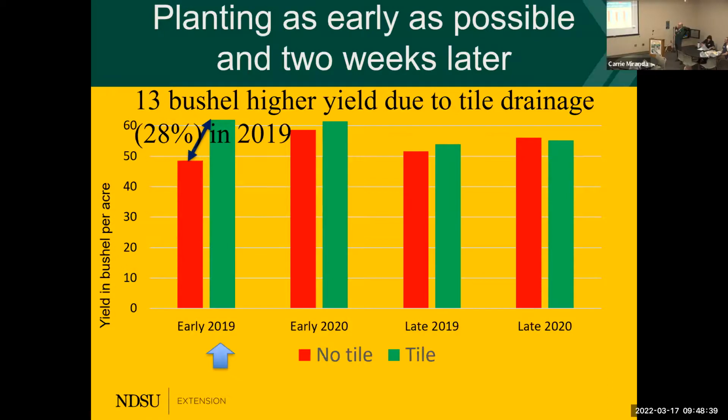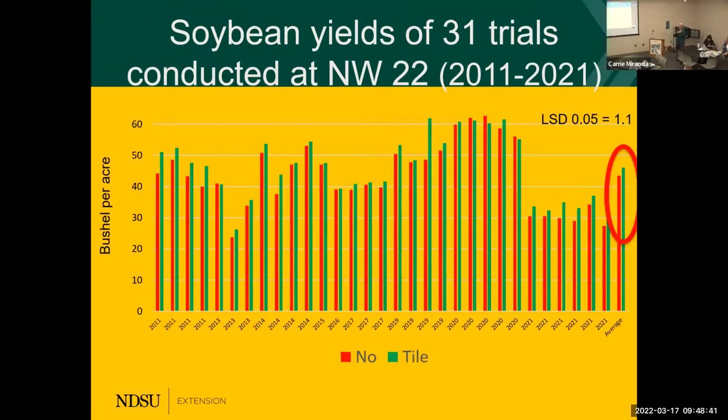So when you put in tile, you can also adjust some of the other management aspects and get some benefit. So in my experience, I've done many experiments. Sometimes we see an extra benefit of changing one factor, for instance, at early planting, or some of the genotypes respond a lot better in the tiled.